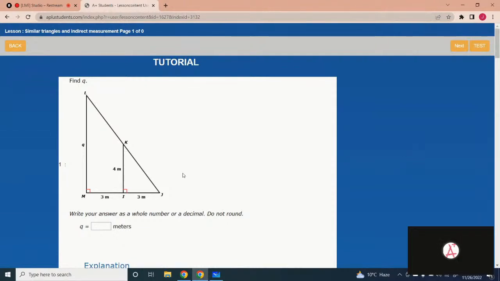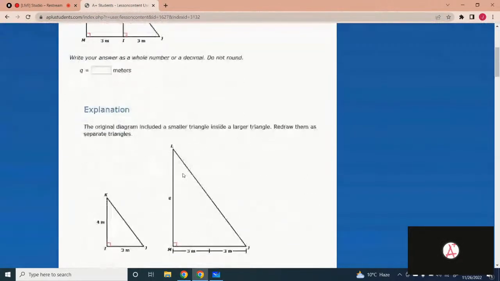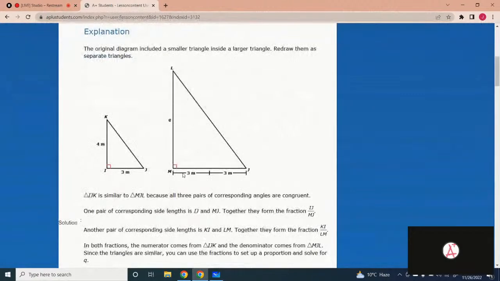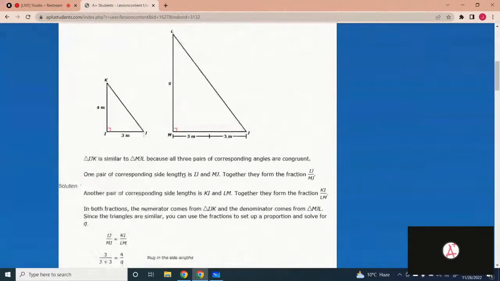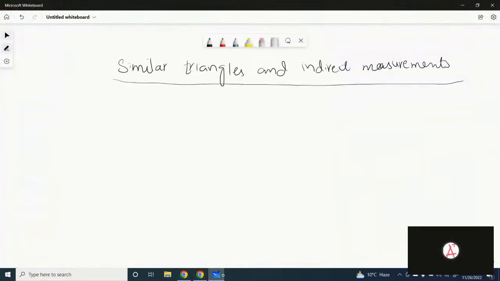Got it? Okay, find Q. Write your answer as a whole number or decimal. Do not round. Got it? We have to find the value of the Q. Okay, so you are given with the triangle.